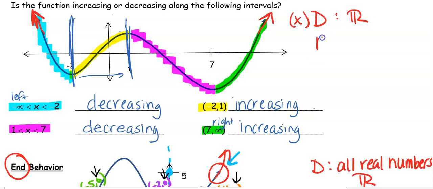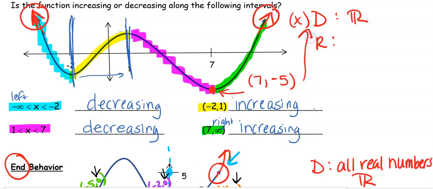But as I start looking at my range, if I go up and down, it's not forever going down. This is going up and this is going up. This right here is the absolute lowest my graph is going to get. Let's just pretend like this point is 7, negative 5. I'm just making that up. That means my range, everything is above that point. Range has to do with y values. So my range is all values where y is greater than or equal to negative 5.